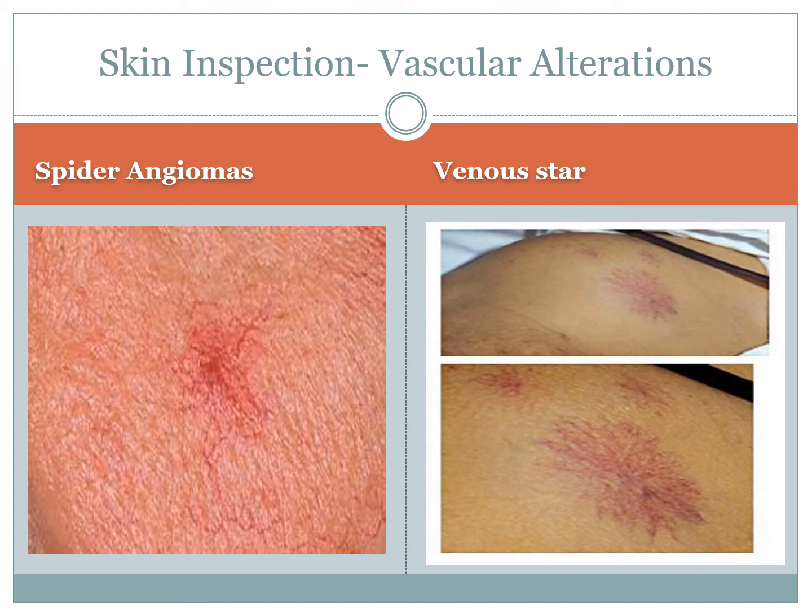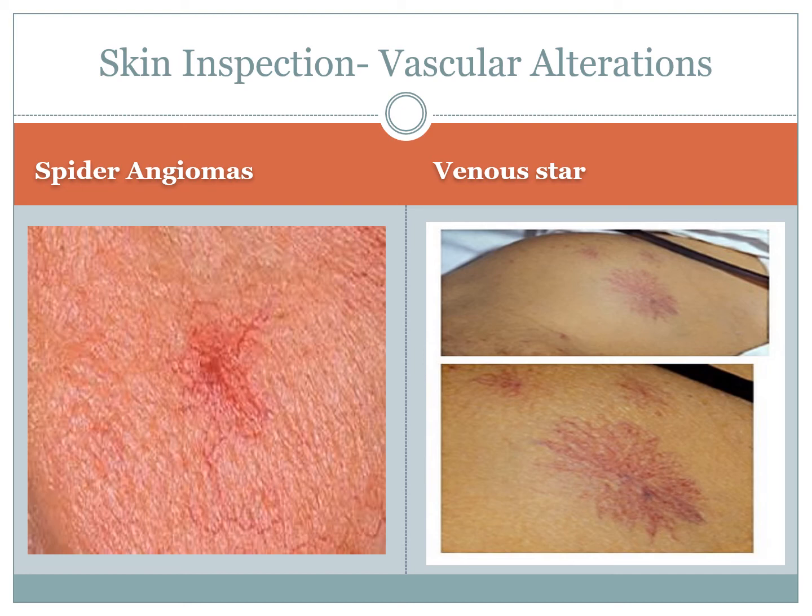Now, venous star is pretty similar, but is named because of its linear pattern from a central point. This occurs due to dilation of superficial venous vessels and capillaries, and is often observed in people with varices of the legs. These lesions do not blanch under pressure.